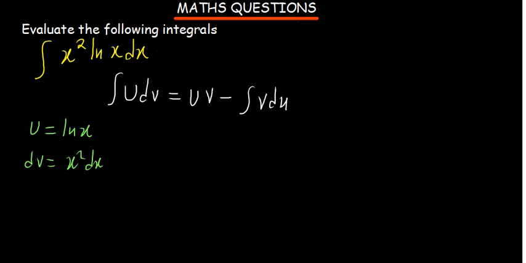Now that we have found this, to find v, we are going to integrate both sides. The integral of dv, we saw that that is going to be v. The integral of x squared, just add a 1, that becomes x to the power 3, and then divide by the same. Don't need to add the constant c.